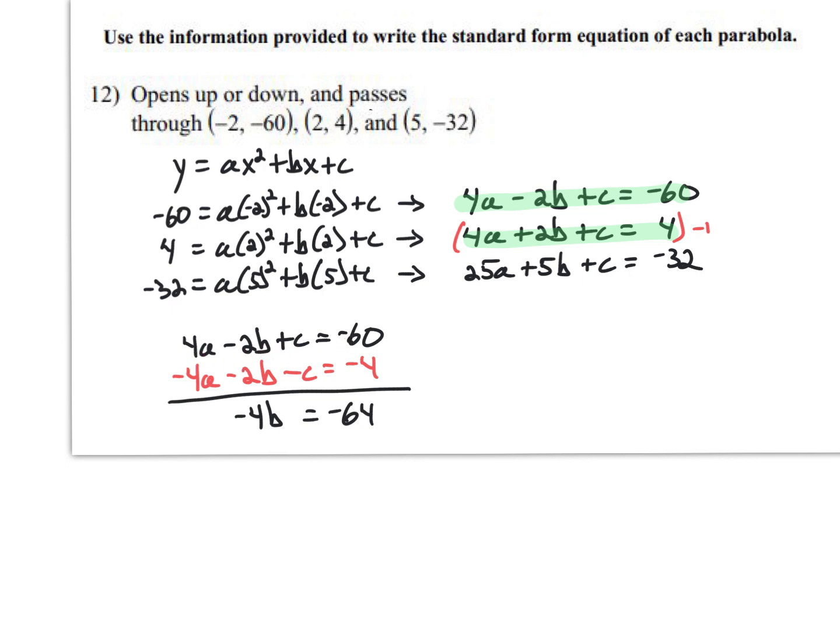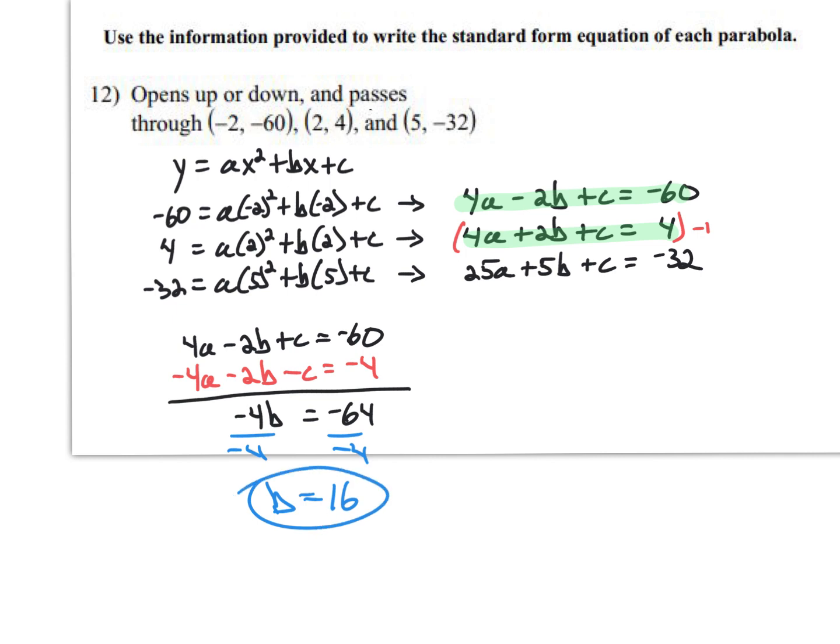So you see here, I rewrote the first equation, and then I wrote the second equation after multiplying by a negative. So I got -4a, and then -2b minus c equals -4. Well, now when I combine these, notice that the a's, 4a minus 4a, cancels out. The c cancels out. So I'm left with an equation which is -4b equals -64. Well, now I can simply solve that for b by dividing by -4, and b equals 16.